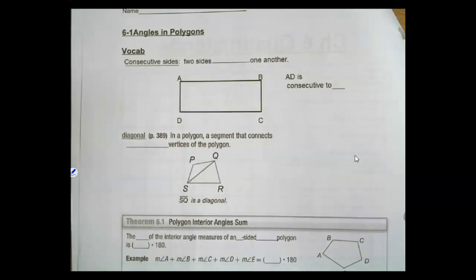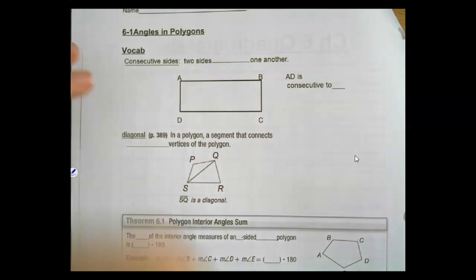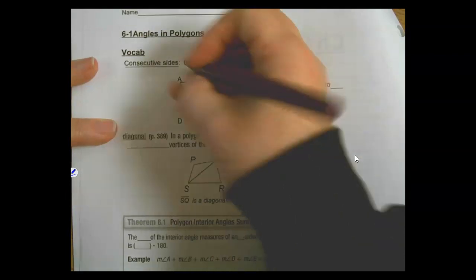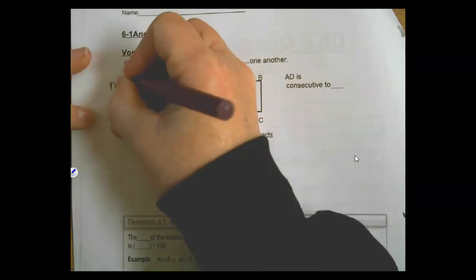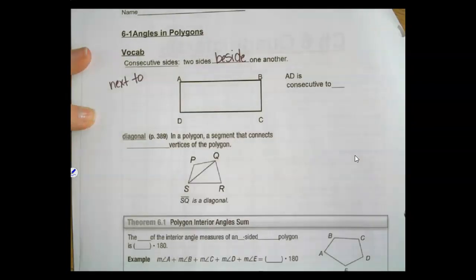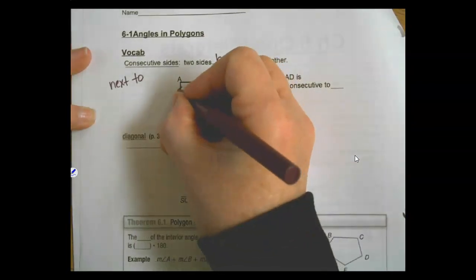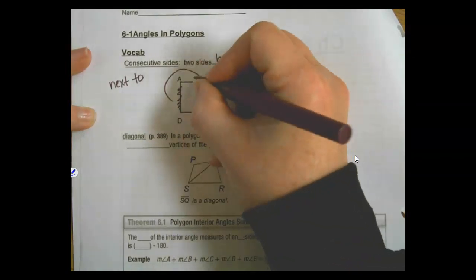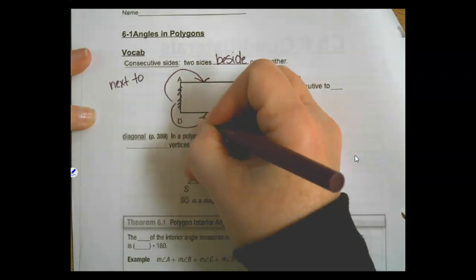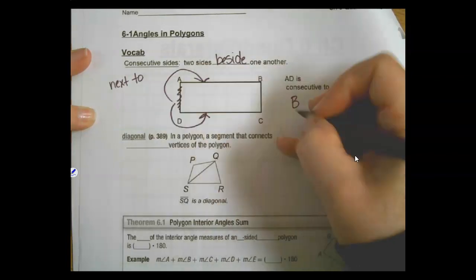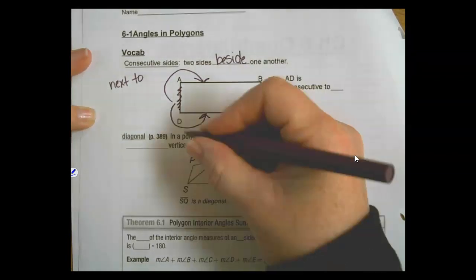You need to know what consecutive sides means. Consecutive sides means that they are next to each other, two sides that are beside each other. So this side here, consecutive would be this side here. I like visuals. And this side here. So AB and DC.